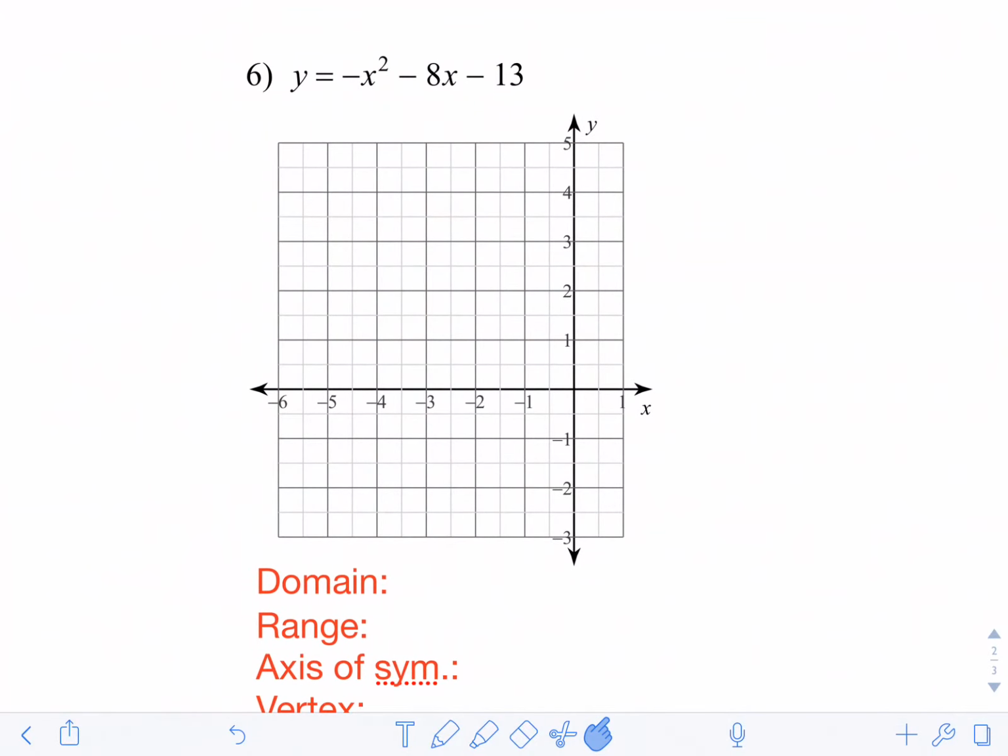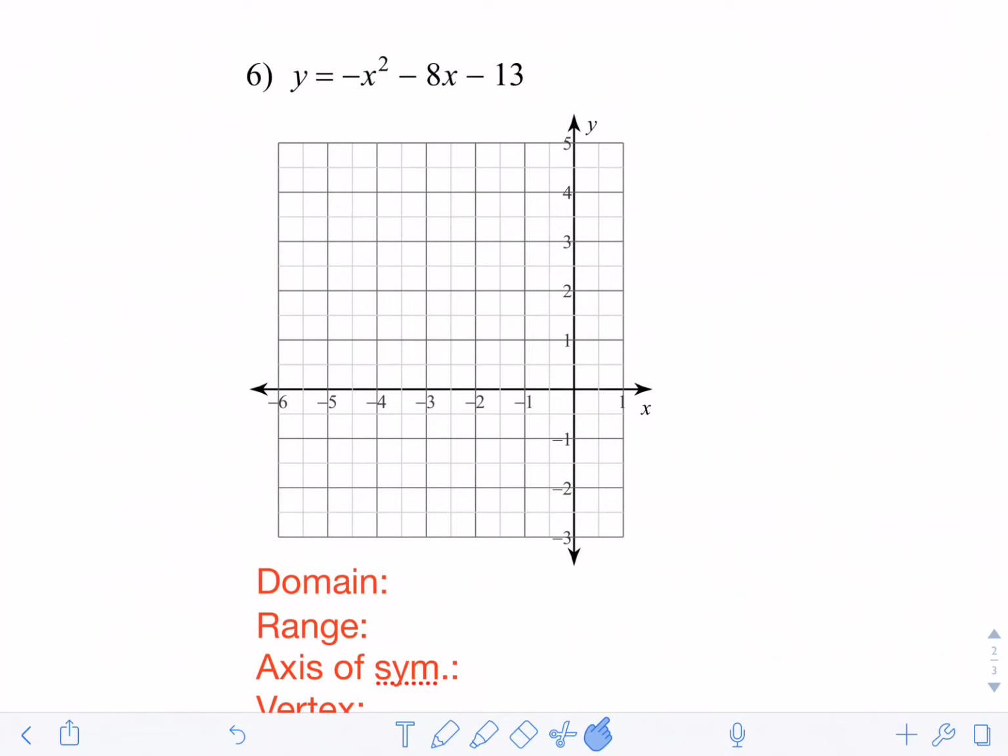Okay, and again, you can always pause and rewind this stuff if it goes too fast for you. Number 6 is y equals negative x squared minus 8x minus 13. Put that in y equals. Go to your table. See, the first thing I can plot is, I can't plot 7, negative 6.